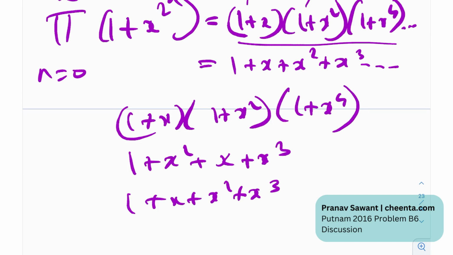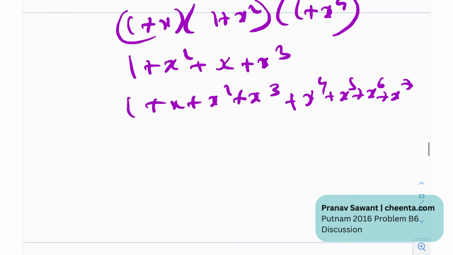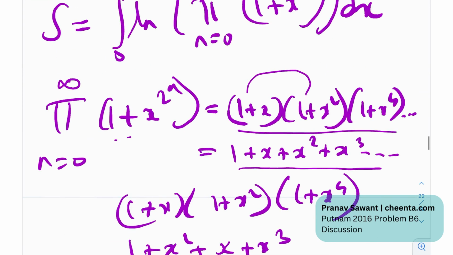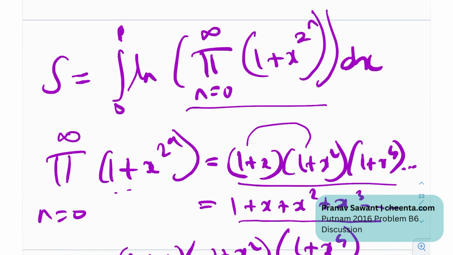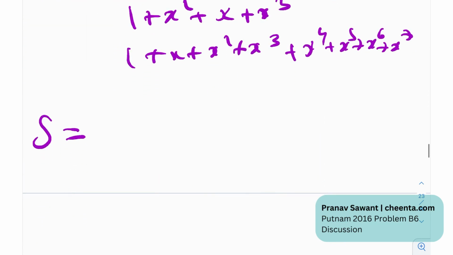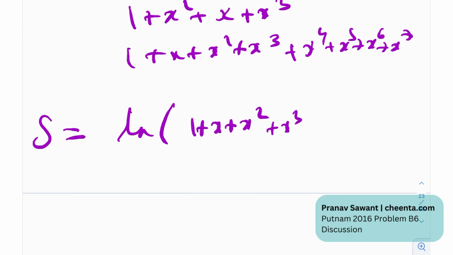You'll get terms up to 7 because the degree will be 7 plus 4, 5, 6, 7. You get all of these terms. So essentially, once you multiply this out, all of these infinite things, you'll get this entire infinite expression. So the sum reduces to the integral from 0 to 1 of ln of (1 plus x squared plus x cubed all the way up till infinity) dx.